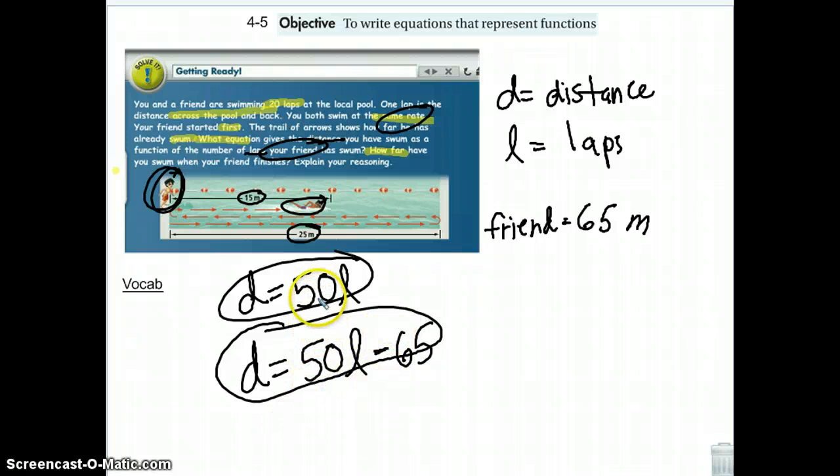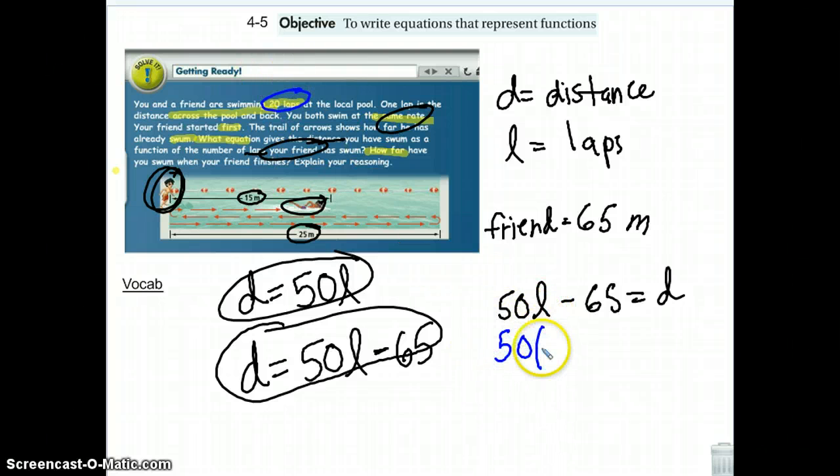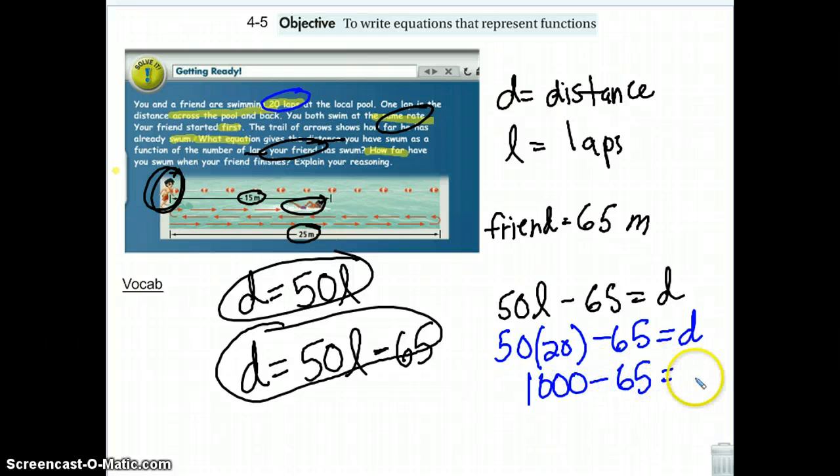Now it's really easy to see how far I have swam when my friend finishes, because now all I have to do is take my equation, which is 50 times L minus 65, and plug in the laps, which I know is 20 laps. So if I do this, I can put this in my calculator too, but this is 1,000 minus 65 equals the distance.